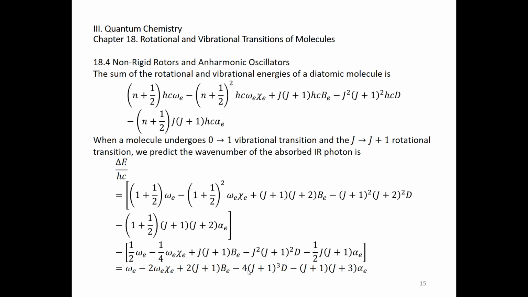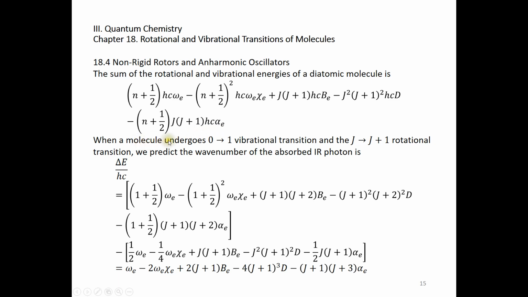Again, the sum of the rotational and vibrational energies of a real diatomic molecule is this. We have the harmonic vibrational energy, the anharmonic correction, the rotational energy of a rigid rotor, the non-rigid correction, and finally the rotational vibrational coupling.